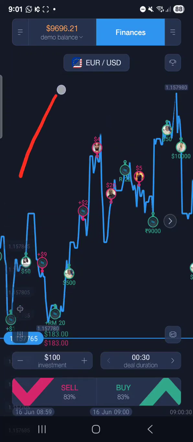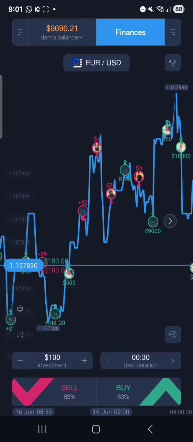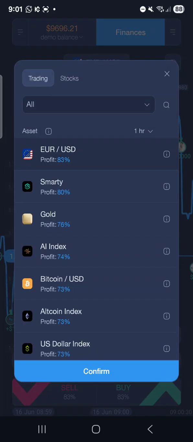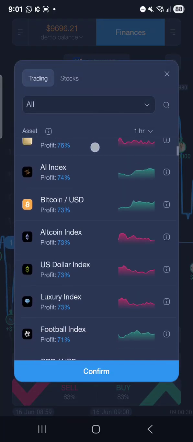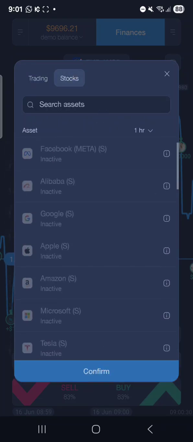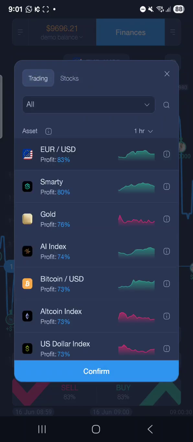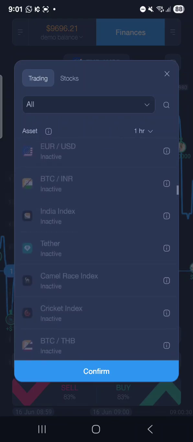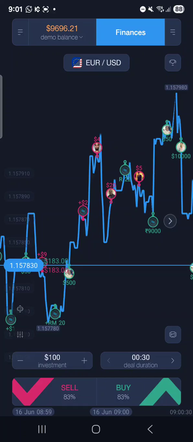If you click here, because currently this is euro dollar, that's EUR/USD. But if you click on it, you see that Expert Option allows you to trade a couple of things like gold, Bitcoin, even stocks. It allows you to trade even oil, indices and all that. You can trade EUR/JPY here, which is euro Japanese yen and all that. So it's an all-in-one trading app.